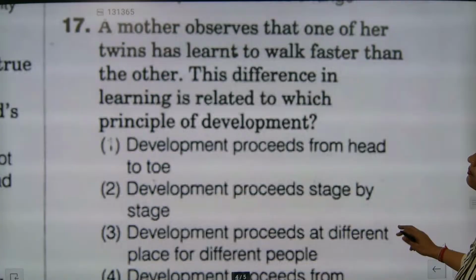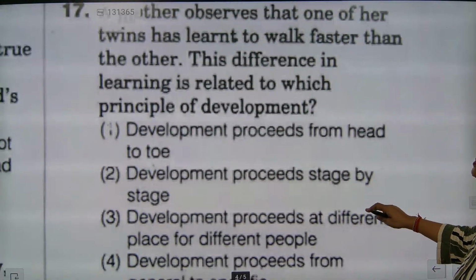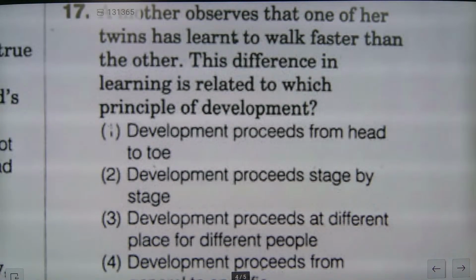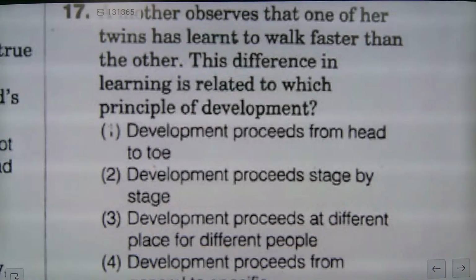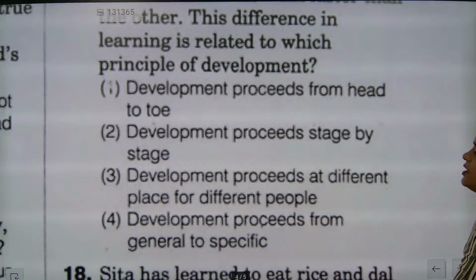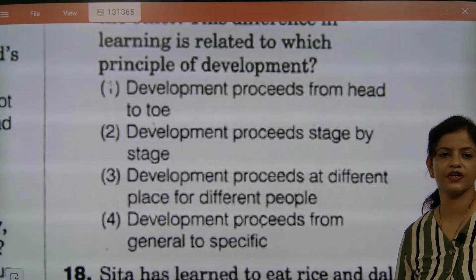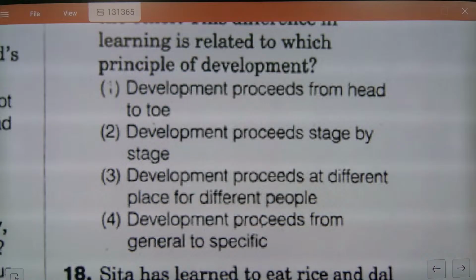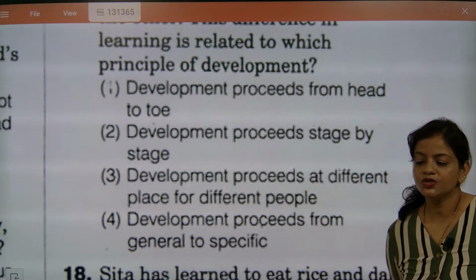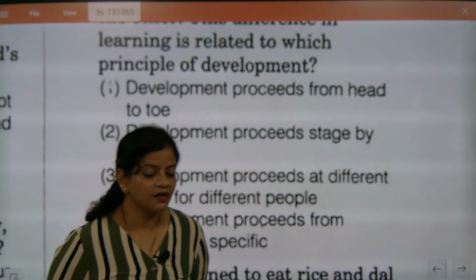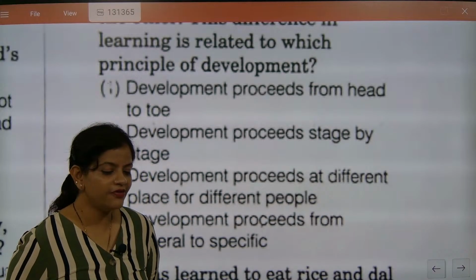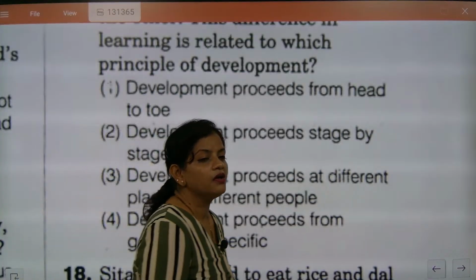A mother observes that one of her twins has learned to walk faster than the other. This difference in learning is related to which principle of development? Development proceeds from head to toe. Development proceeds stage by stage. Development proceeds at a different pace for different people. Development proceeds from general to specific. At a different pace for different people. Though they are twins, they will not learn at the same pace. It will come in a different way. Understood?